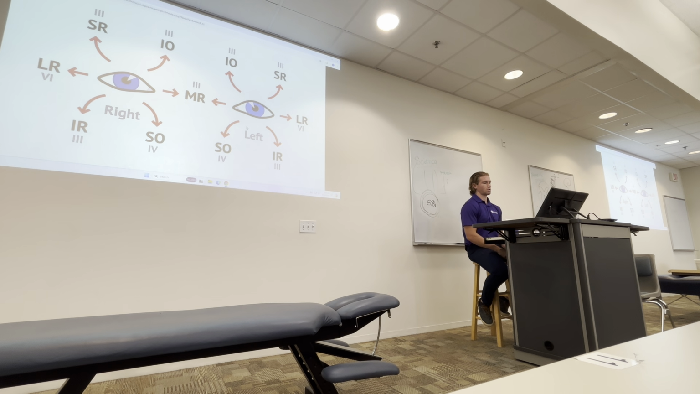The elevators are superior rectus, inferior oblique, and the depressors are inferior rectus and superior oblique. And the other motion that they do, any of the eye muscles that begin with superior, so superior rectus, superior oblique, they're intorters, turn the eye towards the nose. Any muscle that begins with inferior, inferior oblique and inferior rectus, they're extorters, they turn the eye away from the nose.